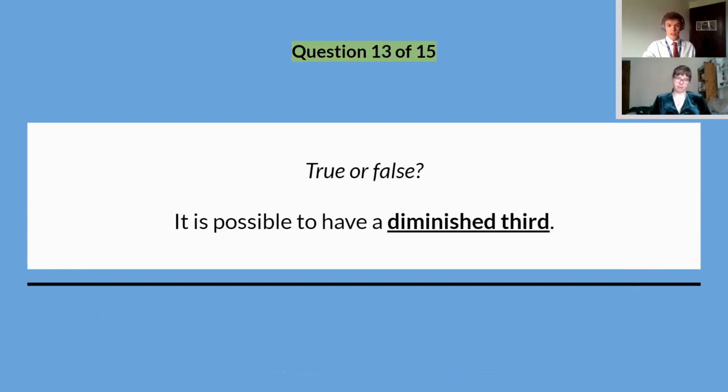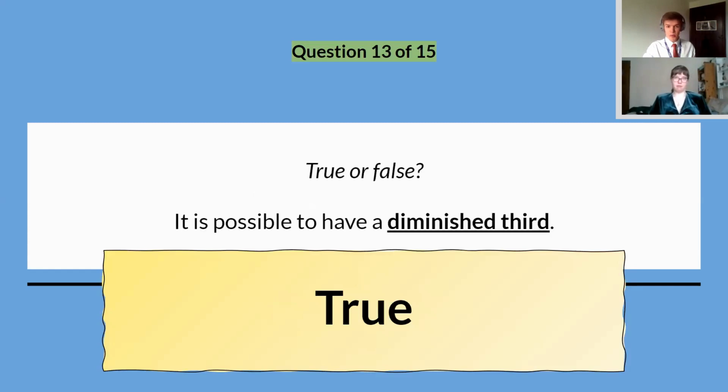So question number 13, is it possible to have a diminished third? It is possible to have a diminished third. Remember, with intervals like thirds and seconds and sixths and sevenths, we can have major, minor, augmented, and diminished. Whereas perfect intervals can only be perfect, augmented, or diminished. But you can see that the common feature between both of those is augmented and diminished.